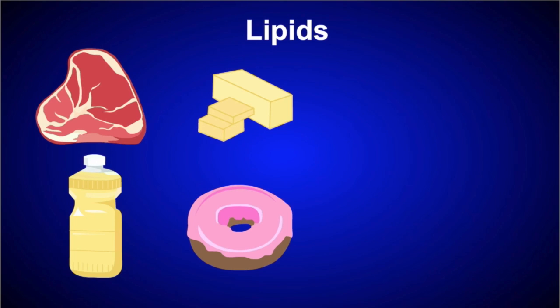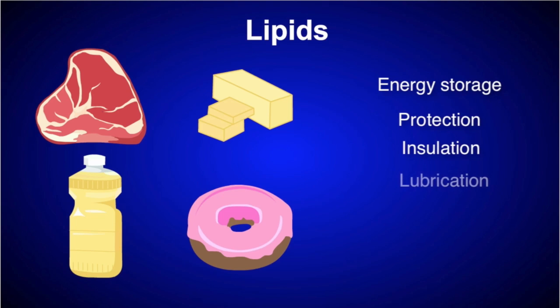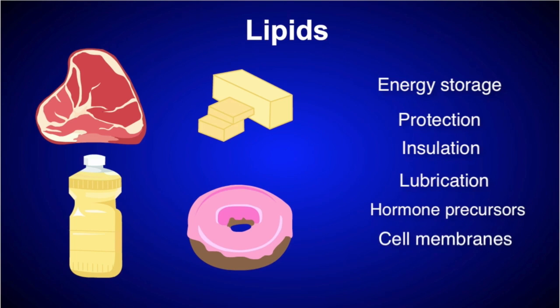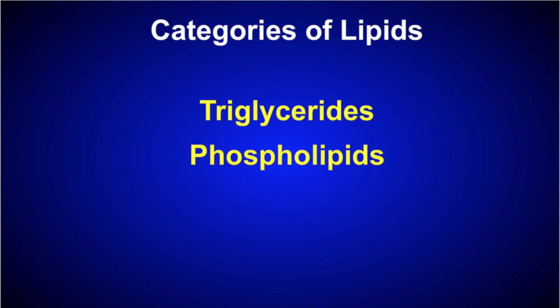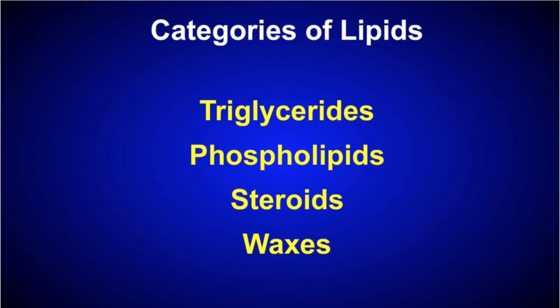Lipids are a group of hydrophobic biomolecules that play important roles in living organisms. While the primary function of lipids is long-term energy storage, lipids are also used for protection, insulation, and lubrication. They also act as precursors for some hormones and are a key component of cell membranes. There are 4 basic groups of lipids. These are triglycerides, phospholipids, steroids, and waxes.